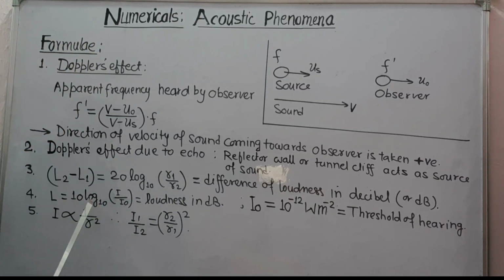Inverse square law for sound is I is inversely proportional to R square. Therefore, I1 upon I2 will be equal to (R2 upon R1) whole square.